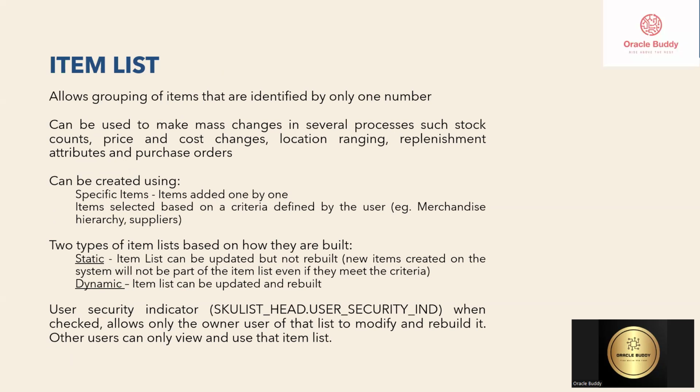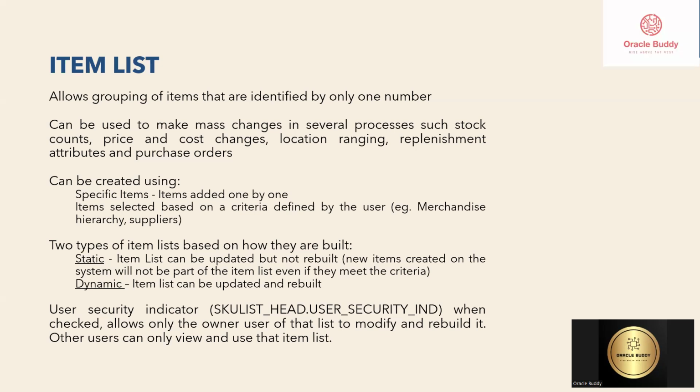Next is item list. It allows grouping of items that are identified by only one number, and can be used to make mass changes in several processes such as stock count, price, and cost change, location ranging, replenishment attributes, and purchase orders. It can be created using specified items added one by one, or items selected based on criteria defined like merchandise hierarchy, suppliers, department, class, subclass.